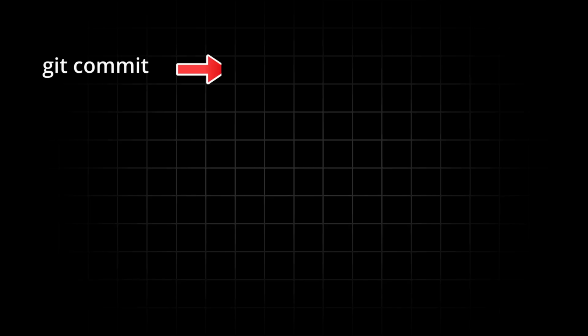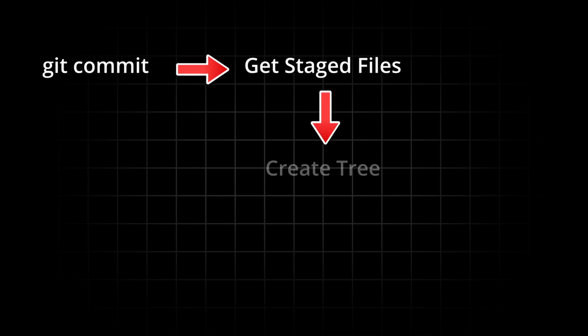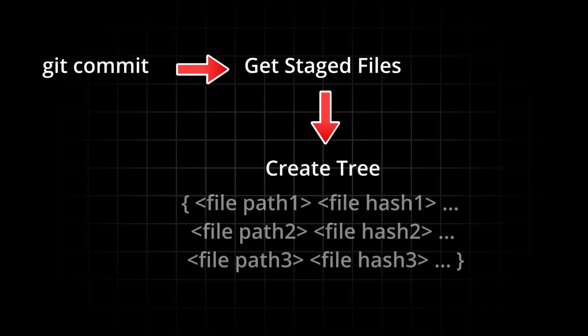When we commit, we read the index file to get the staged files and create a tree object. This tree represents the directory structure of our project at that moment by storing the file path. Also, we store the hash of the file to link the file object.